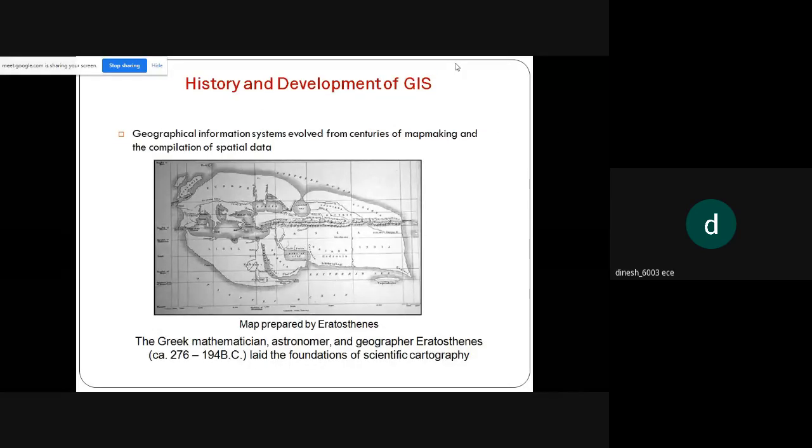So the historical development of GIS: this has evolved from centuries of map making and the compilation of spatial data, which was prepared by Eratosthenes, the Greek mathematician, astronomer, and geographer, who laid the basic foundations for scientific cartography.